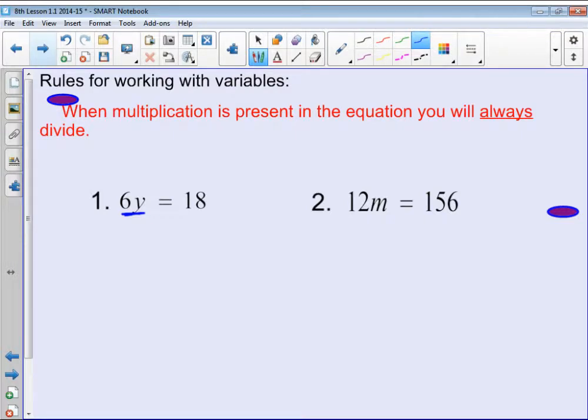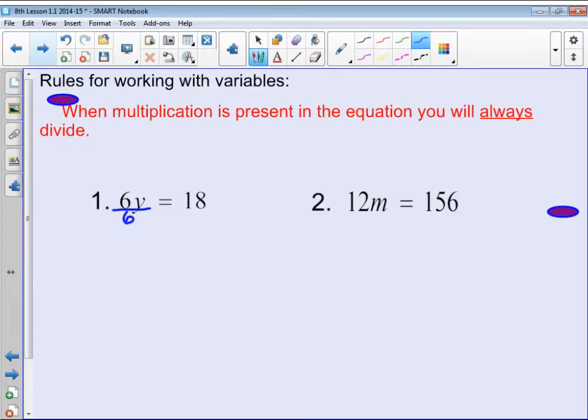So here, this part of the equation is read as 6 times y equals 18. So I want to work to get that 6 out of there. And I need to do the inverse or the opposite operation, which means the opposite of multiplying is to divide. So to get that 6 away from the y, I'm going to have to divide. And I show division this way just because it's an easy way to write it.